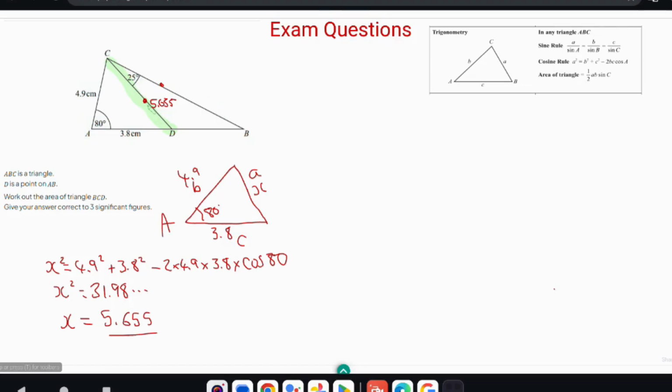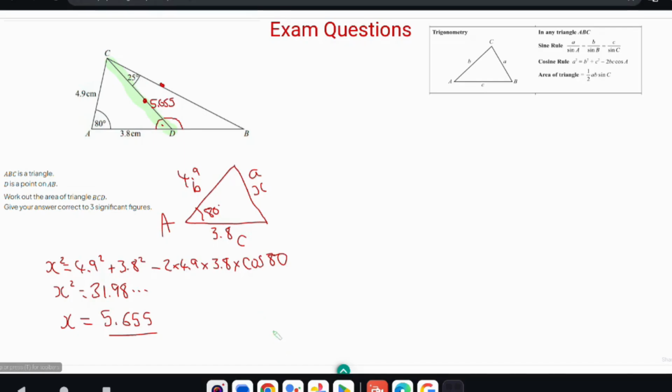Okay, so I have my 5.655. That's more like a 3, that. Let me change it to a 5. I want to get this length, but I can't really see any way of getting that at the moment. So I'm thinking if I had some more information in my CDB, if I could find out that angle, which I can't find at the moment, but let's get this angle first here.